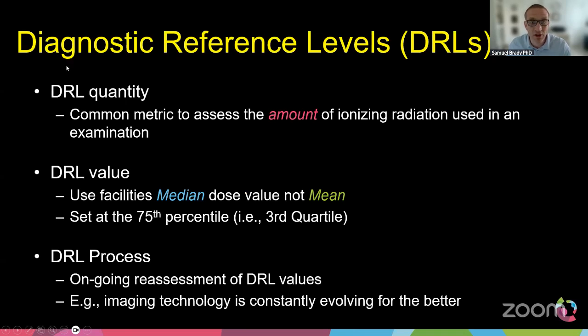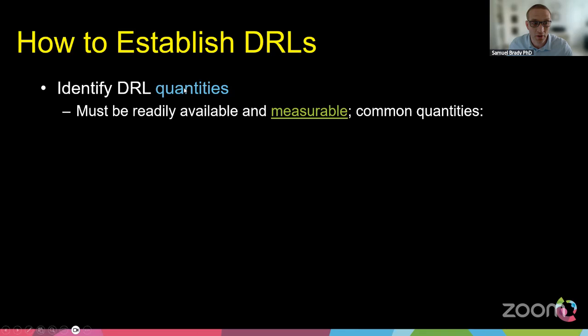When you look at ICRP 135, it defines 3 terms: DRL quantity, DRL value, and DRL process. So I'm going to now spend the next few slides going through each of these terminologies individually. So first of all, what is DRL quantity? A DRL quantity is something that is measurable. It is a common value that you find on your imaging modality.